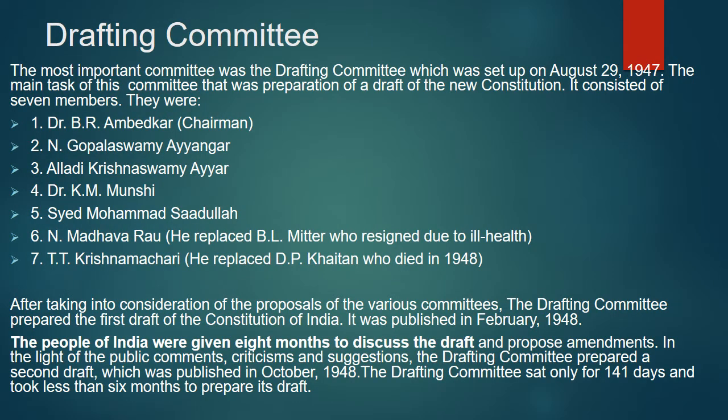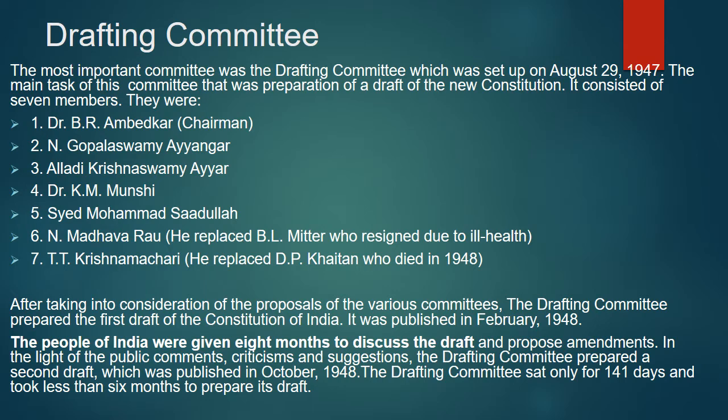Now we will take a look at the Drafting Committee. The most important committee, as I said, was the Drafting Committee, and Dr. Bhimrao Ramji Ambedkar was the chairman of that Drafting Committee. It was set up on August 29th, 1947. The main task of this Drafting Committee was to prepare a draft of the new constitution for Free India.